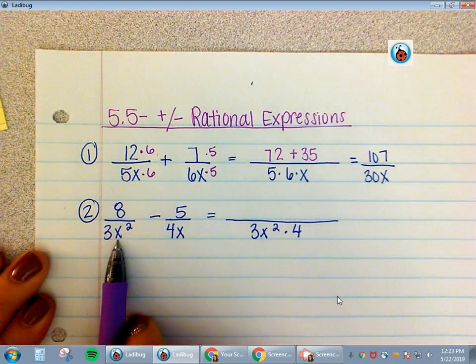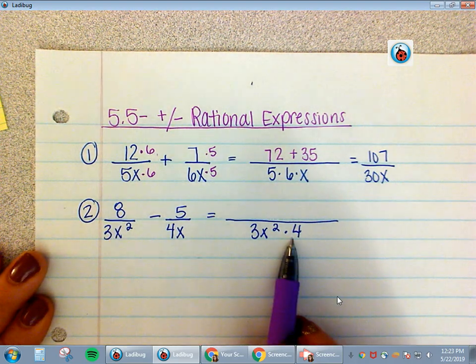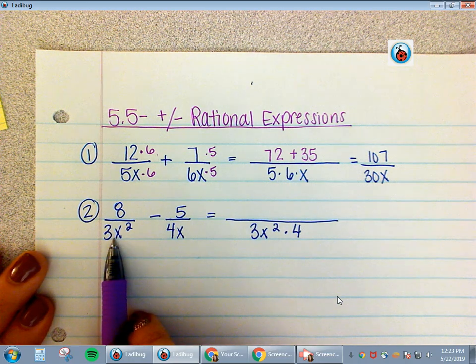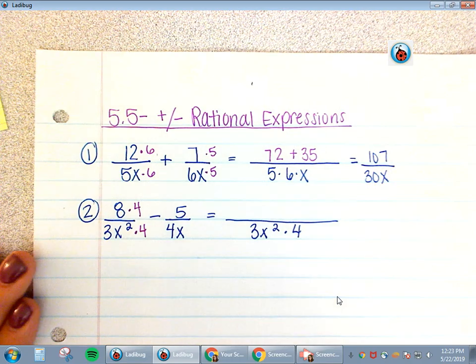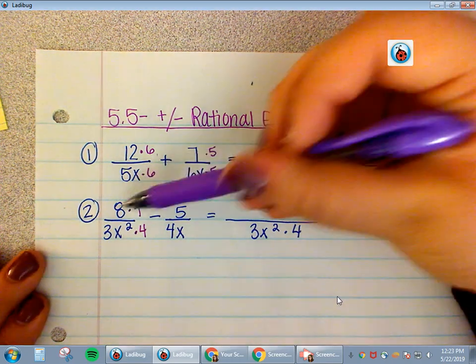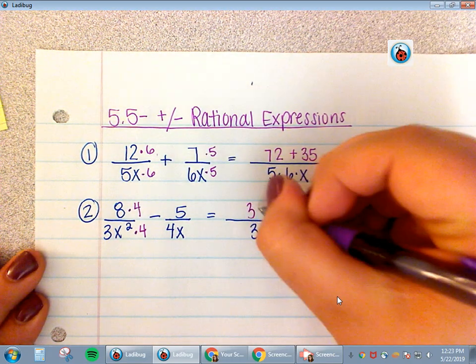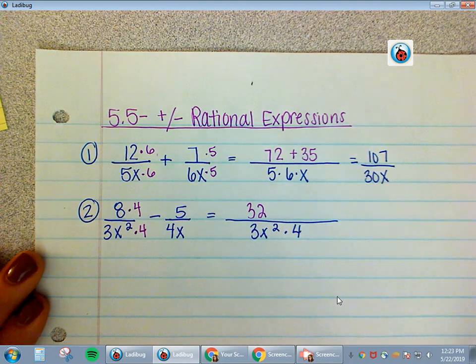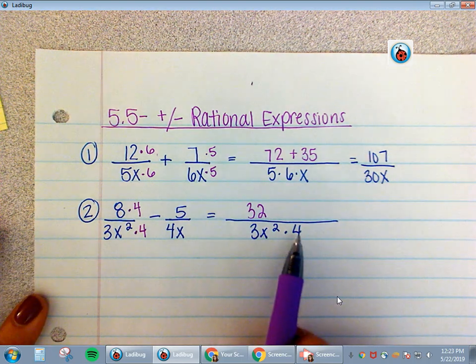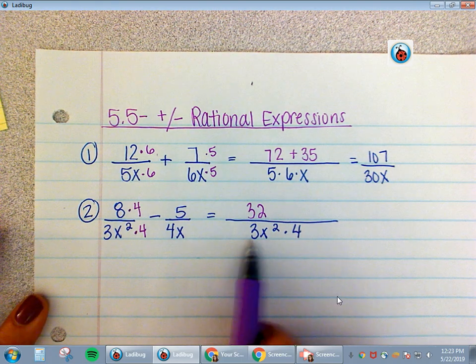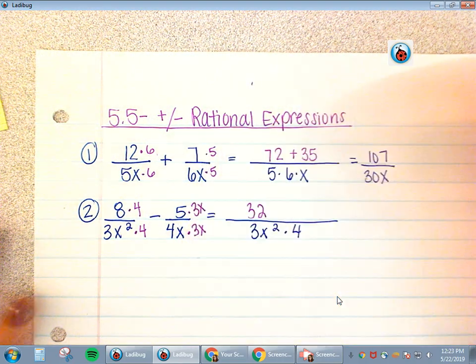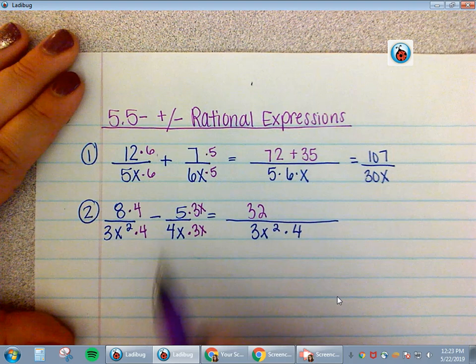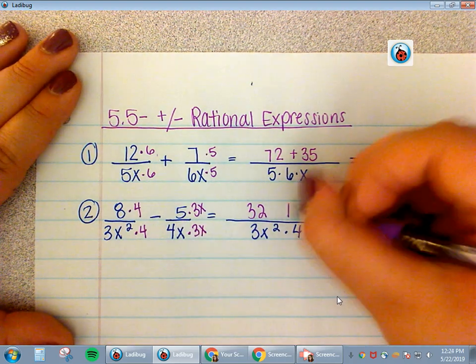So this guy, looking at the denominator we have compared to what we had, we're missing a 4. So we need to multiply top and bottom by 4. My new top, 8 times 4, is 32. The other one, we had 4x, so we have the 4 and the x. We're missing a 3 and another x. So I need to multiply by 3x on top and bottom. So my new top is 15x.